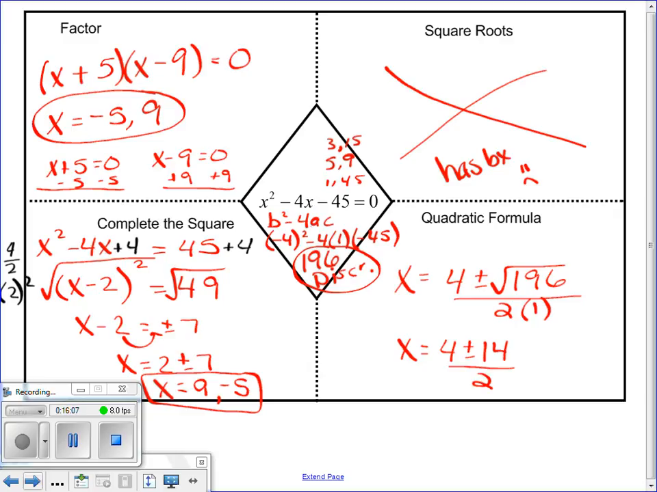Can I divide all 3 numbers? Yep, divide them all by 2. 4 divided by 2. 14 divided by 2. 2 divided by 2. 1. Okay. What's 2 plus 7? 2 minus 7.